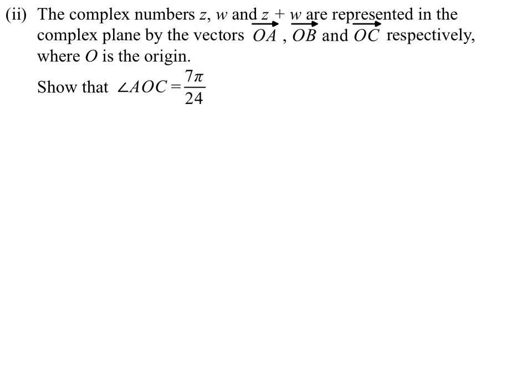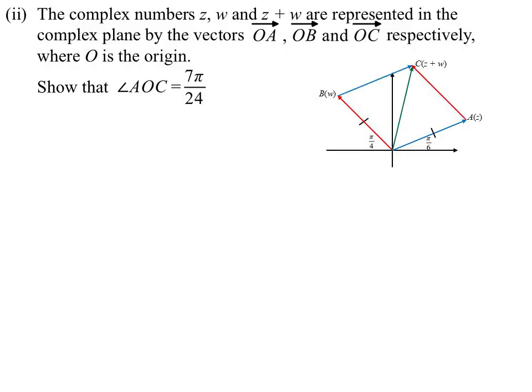Now they bring vectors into the question. So the complex numbers Z, W and Z plus W are represented by these vectors, OA, OB and OC. We now have to show that angle AOC is 7 pi on 24. Again, let's draw a diagram to get our head around what they're saying. So the first vector OA, I know the argument's pi on 6, so it's going in that direction. The second vector OB has an argument of 3 pi on 4, so it's going to the left, like that one. And the third vector would be the diagonal of that parallelogram when we draw it up. So there's C.